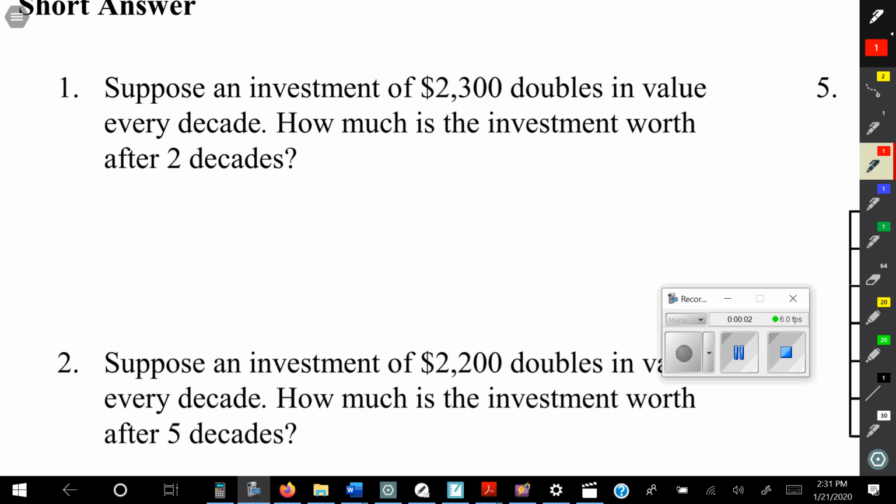Hello, thank you for checking out A1 Math, and today I'm going over exponential functions, and I'm going to talk about how to write a function, how to graph a function, and how to work out some word problems.